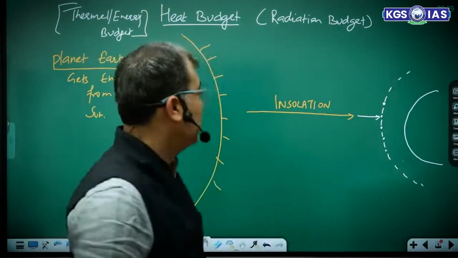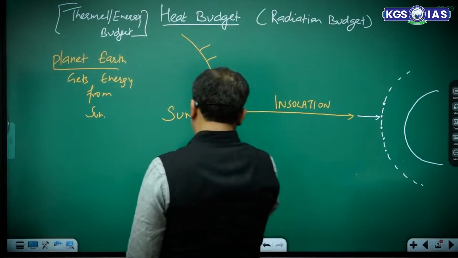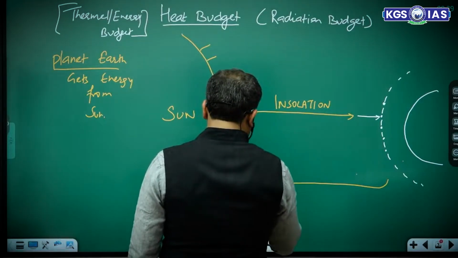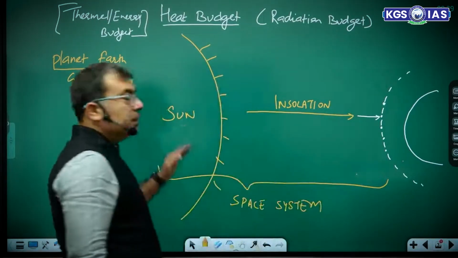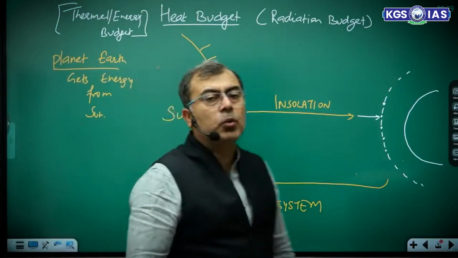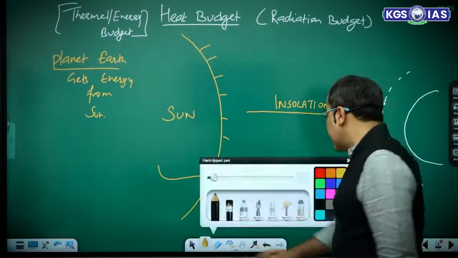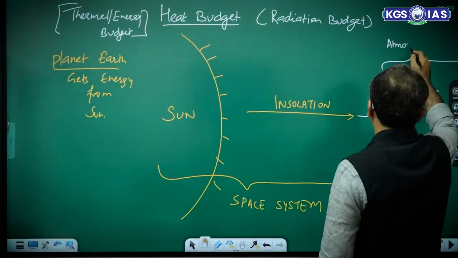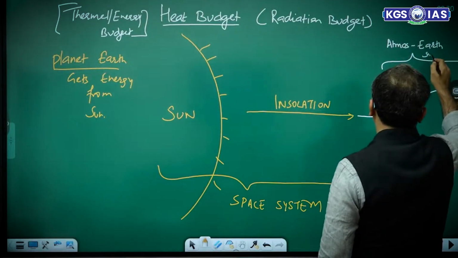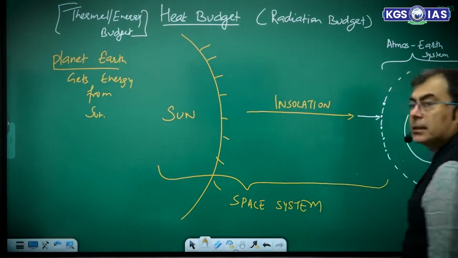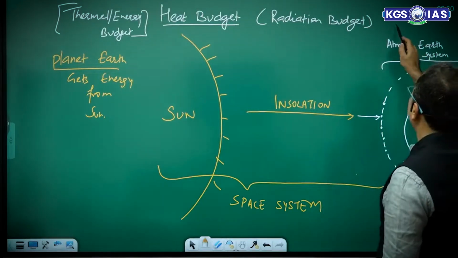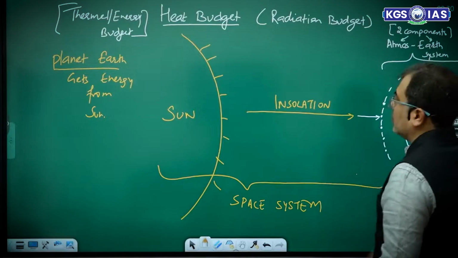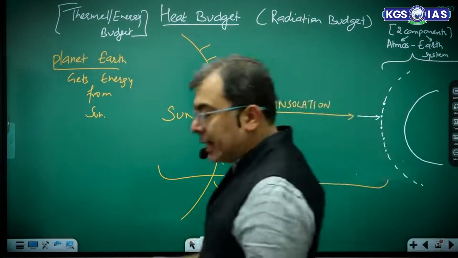Insolations are coming. This I would like to call the space system. Energy travels through the space system towards planet Earth. And this I would like to call the atmosphere-Earth system. The atmosphere-Earth system has two components, the atmosphere as well as the Earth. Is everyone okay?